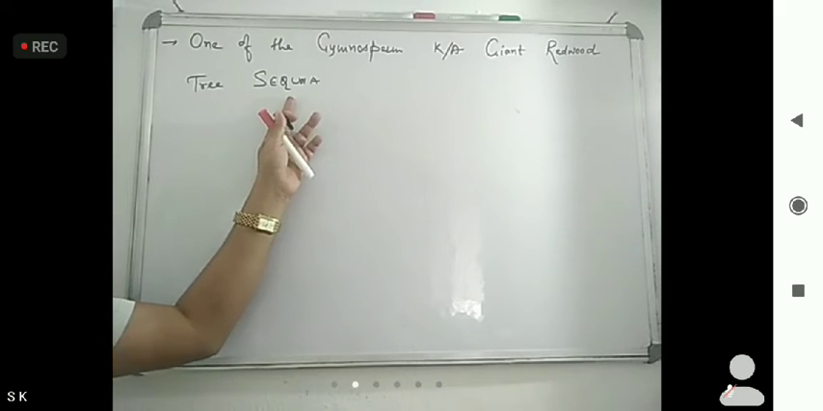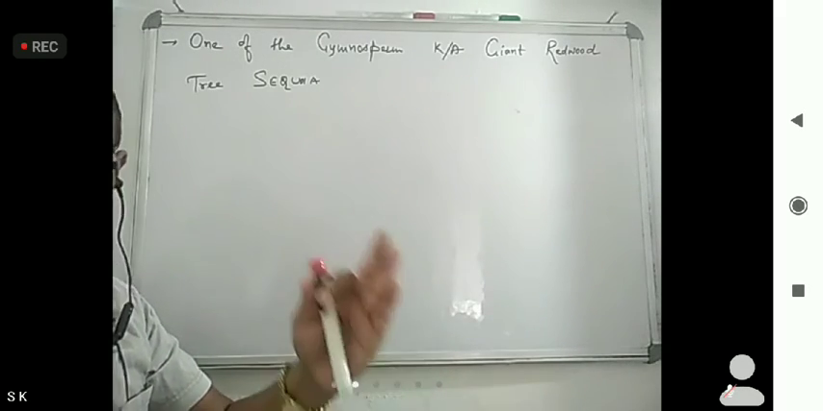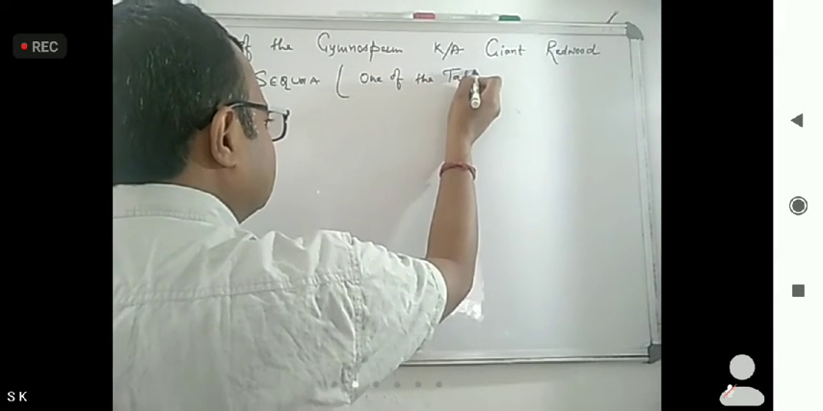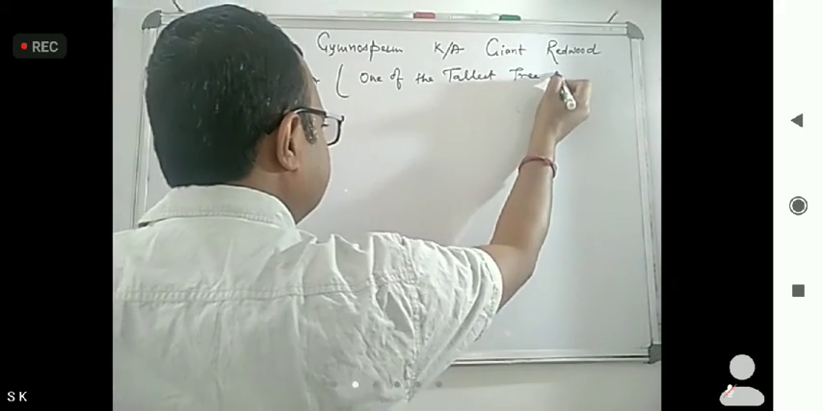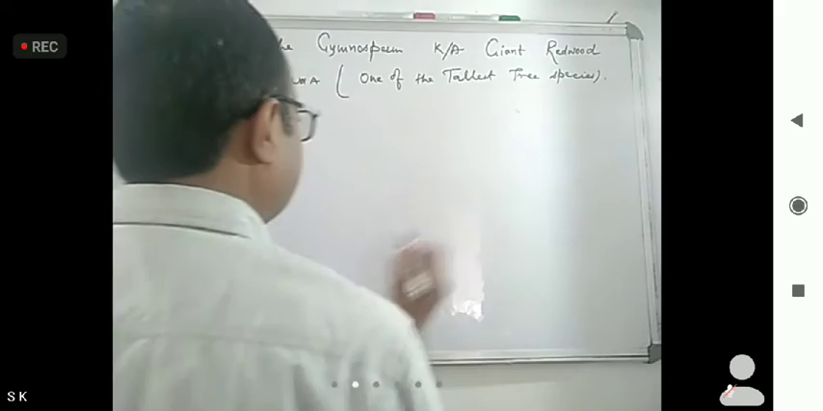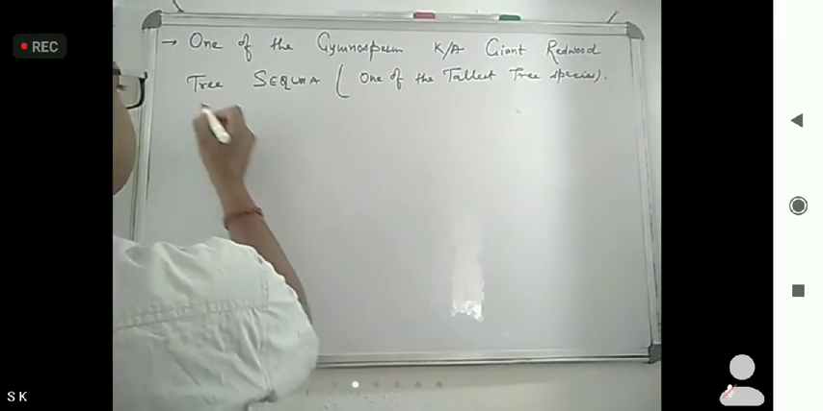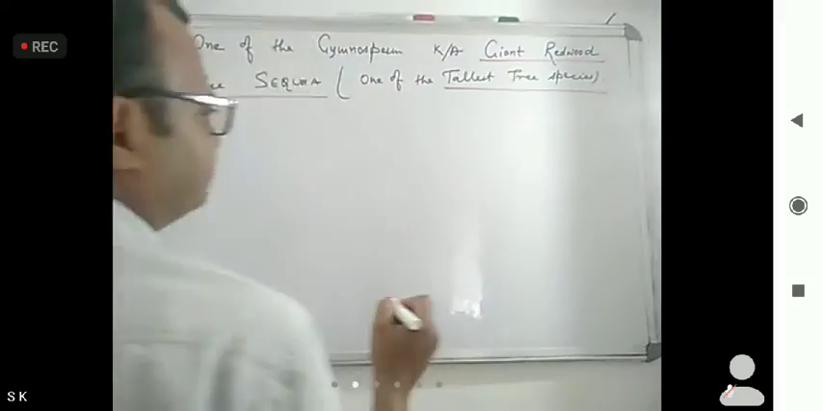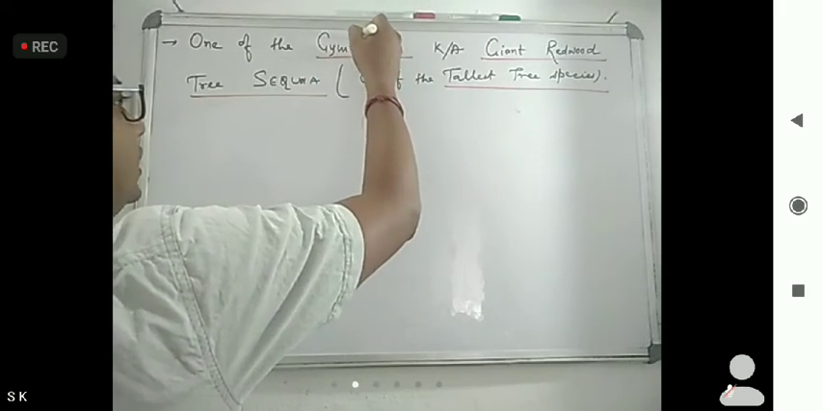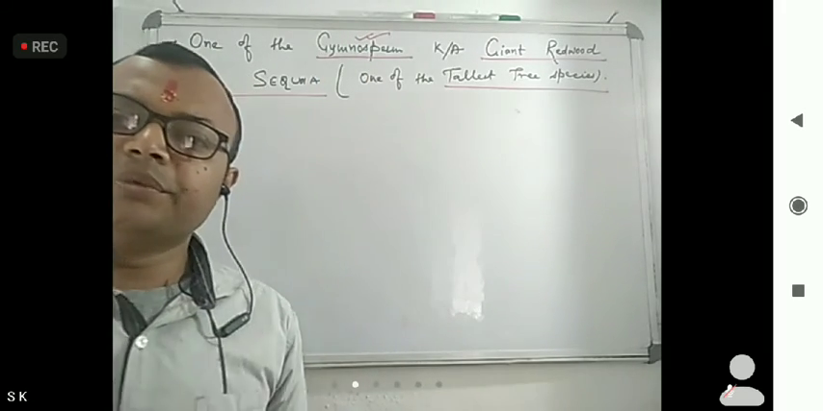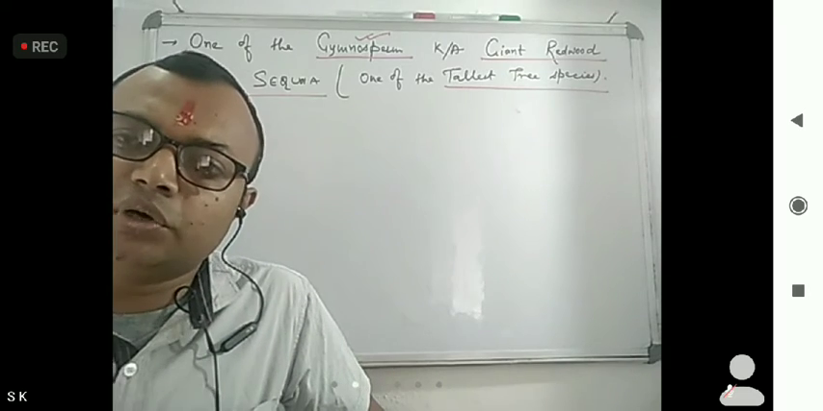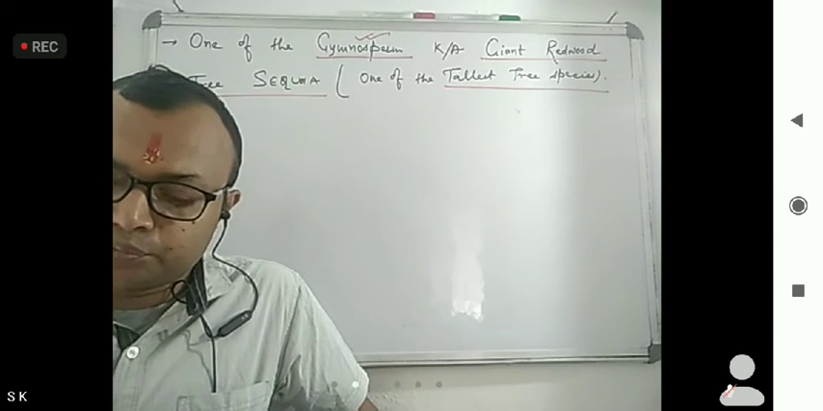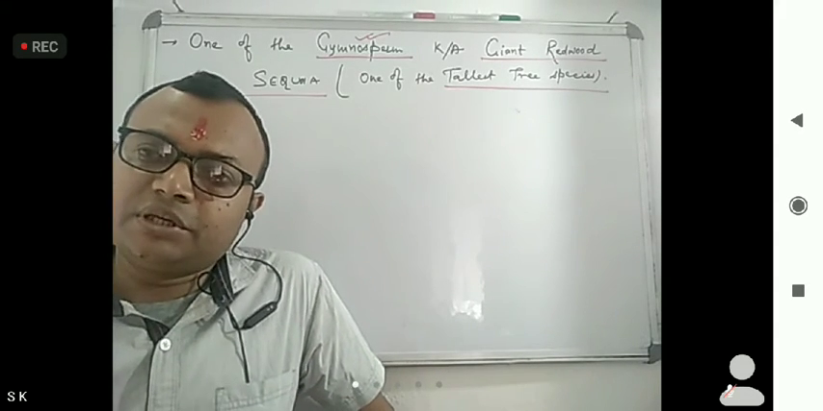It is one of the tallest tree species. Very, very important. What I told: Sequoia, the giant redwood tree, is the tallest tree species found in gymnosperms. Many times I have seen this question. Sequoia belongs to gymnosperms. Ginkgo biloba belongs to gymnosperms.